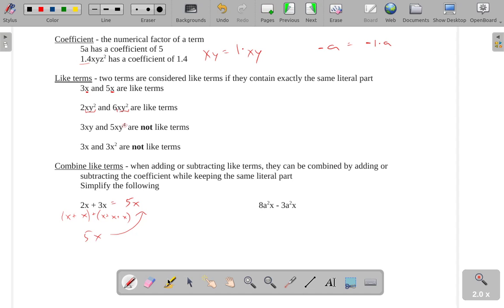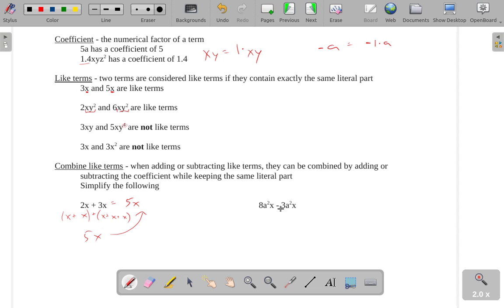A common mistake that people tend to make on this one is instead of keeping that variable part the same, they want to do something like x squared or something like that. But remember, we're just counting up the number of x's here. There's 2 of them here, 3 of them there, there's 5 of them total. This works for addition as well as subtraction.